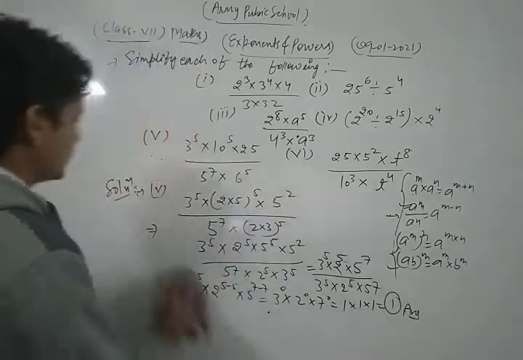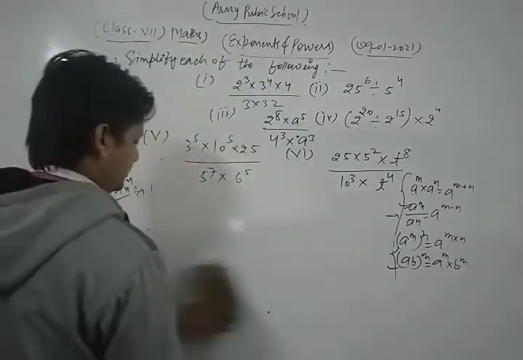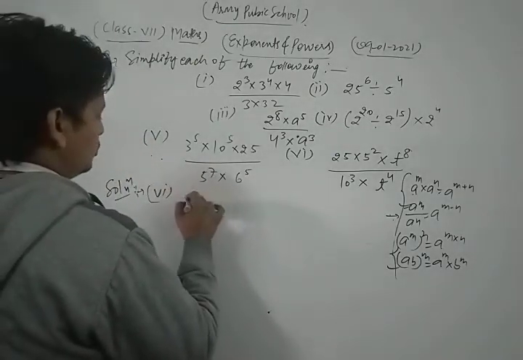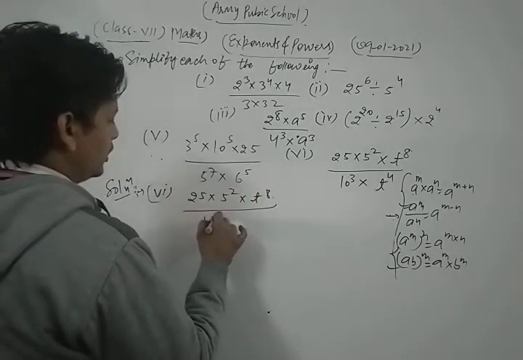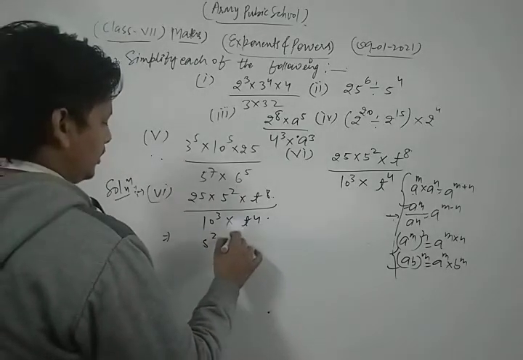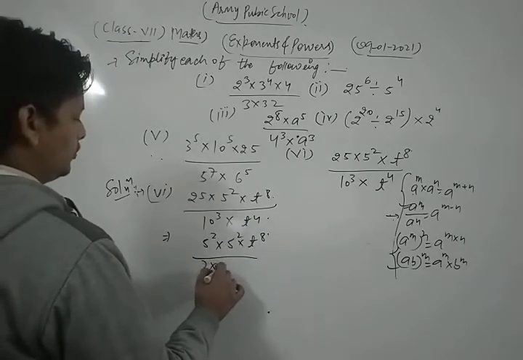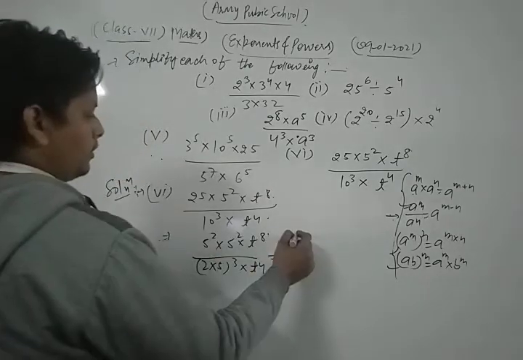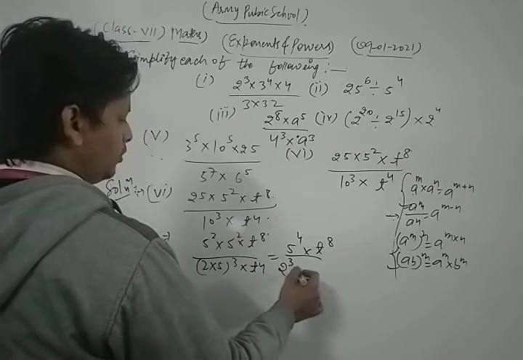Similarly, we take and solve the last part of this question. Let's see. This is 25 into 5 square into t power 8 upon 10 to power 3 into t power 4. So we can write 25 as 5 square into 5 square, as it is, t power 8 upon, we can write 10 as 2 into 5, power 3 into t power 4. So this is 5 power 4 into t power 8 upon 2 power 3 into 5 power 3.